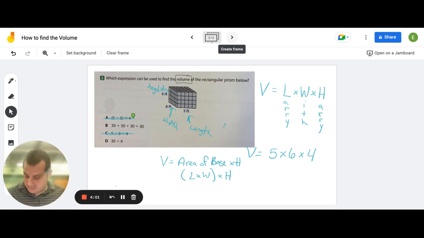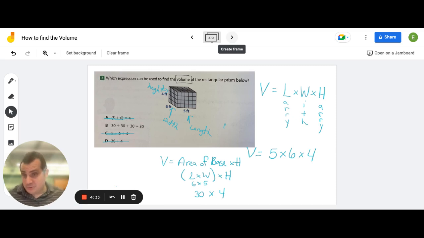Now let's look at D. 30 plus 4. Well, the area of my base was length times width, 6 times 5, right, is going to give me 30. And then you have to times it by the height, which would be 4. So that would be 30 times 4. If we look at D, it's 30 plus 4. So that is also wrong, which leaves us with choice B, 30 plus 30 plus 30 plus 30.